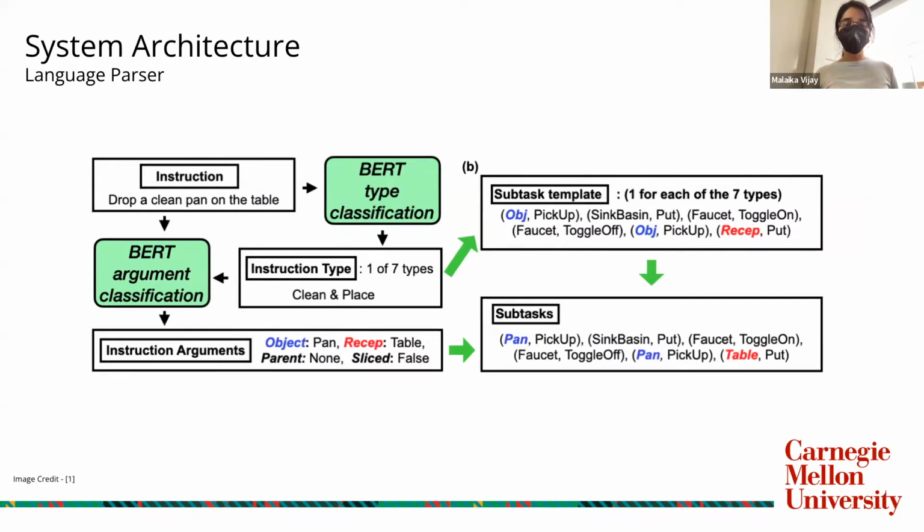For example, in the instruction, "drop a clean pan on the table," the first BERT model identifies the type of the task as a clean and place task, while the argument classification BERT model identifies that it must interact with the pan and it must place the pan on a receptacle object, which is the table. Given the task type and the task arguments, subtask templates are populated, which are then used as input to the navigation and interaction action generator at a later stage in the pipeline.